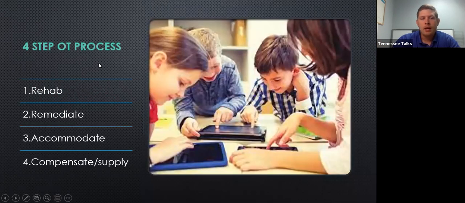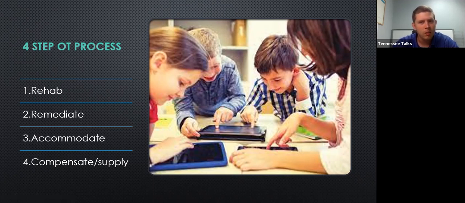So these are the 4 main steps in the OT process. You have your rehab, which is where we all kind of start off. And then you have remediate, accommodate, and compensate and supply. Now, the important thing in assistive technology that I've learned working at LTVEC here is assistive technology typically falls under the last 2 categories. You have your accommodate, compensate, and supply.